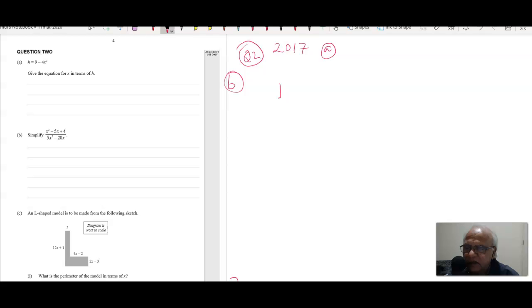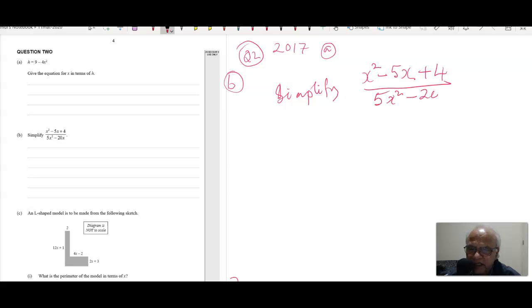B is simplify x squared minus 5x plus 4 over 5x squared minus 20x. You'll always come across this sort of problem during the MCAT. So in fact there are two parts. Let me call it part 1. This is part 2.